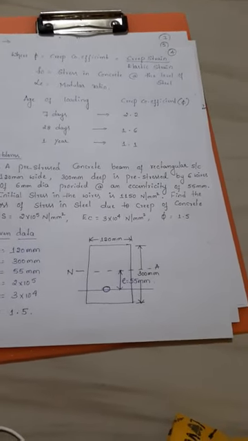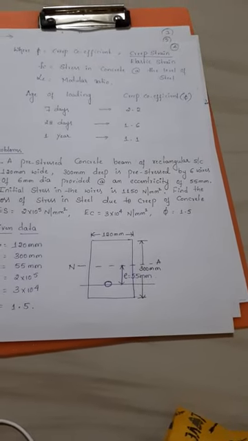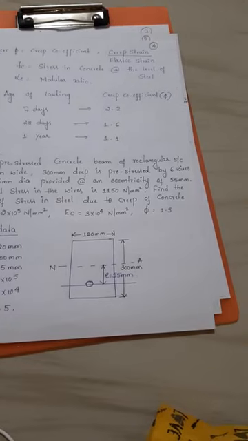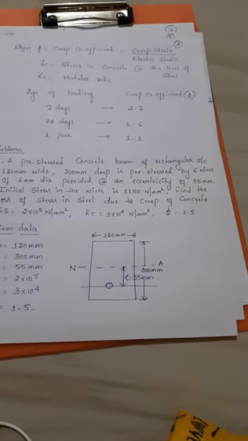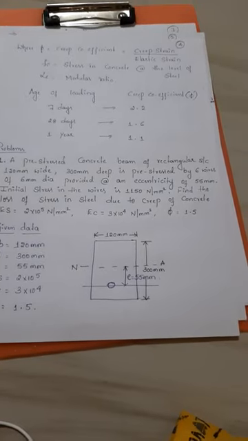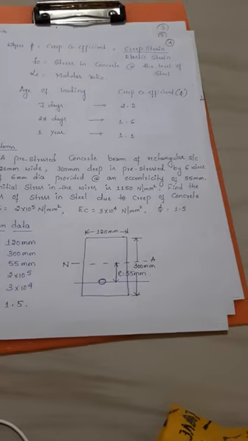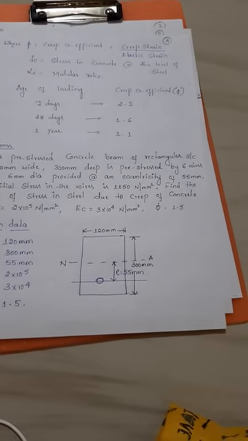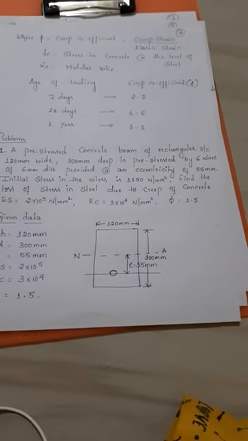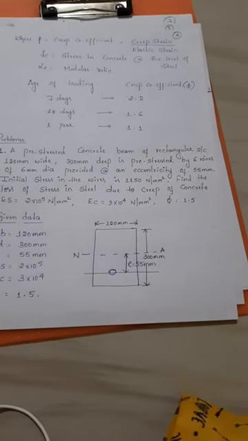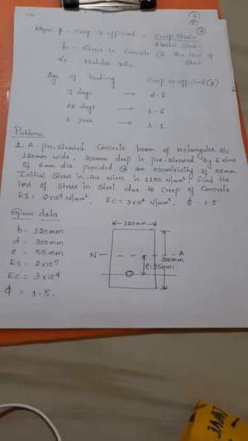So in this creep coefficient, how do you get your values? It depends on the age of loading. For 7 days your creep coefficient will be 2.2, for 28 days the creep coefficient will be 1.6, and for 1 year the creep coefficient will be 1.1. In case the question mentions the age of loading, you need to take the creep coefficient as per the loading conditions. In case they have directly mentioned the phi value, that is your creep coefficient value, take that value only. Okay, so let us deal with problems.